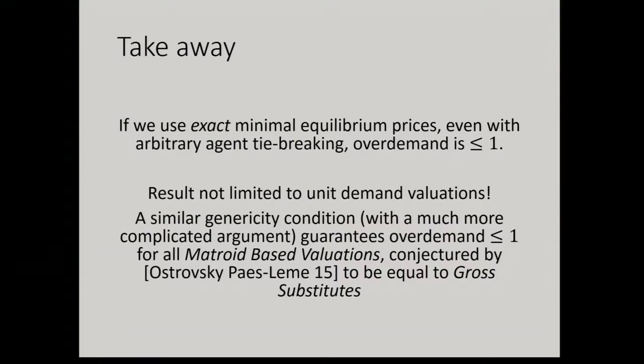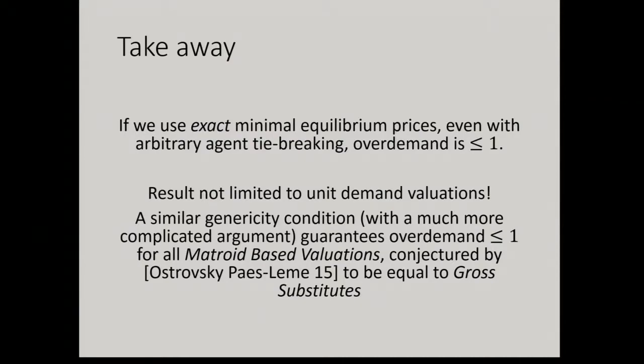That's what I showed you for unit demand valuations, but our result is not limited to that. So we've got a similar genericity condition and a substantially more complicated argument. It's good to have graduate students. That guarantees the same result, maximum over demand at most 1, for the class of what are called matroid-based valuations. These are a class of valuations that has some nice structure you can work with to talk about this indifference graph, and in fact is conjecture.